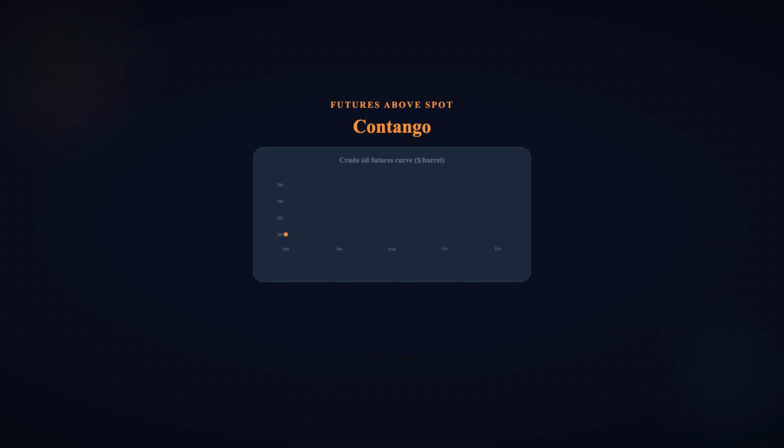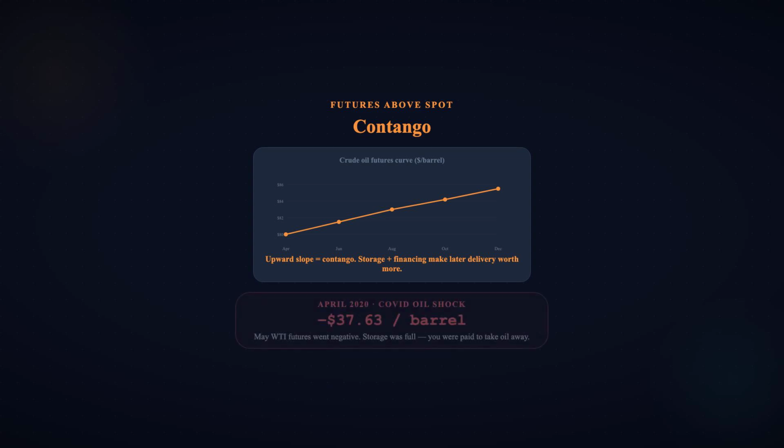In normal times, oil futures trade in contango. The December contract is more expensive than the spot price. The March contract is more expensive than December. The futures curve slopes upward. Why? Oil is cheap and plentiful right now. There is no urgency to hold it. The market prices in storage costs, and futures are higher than spot.